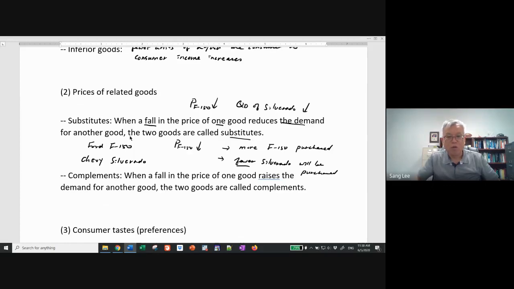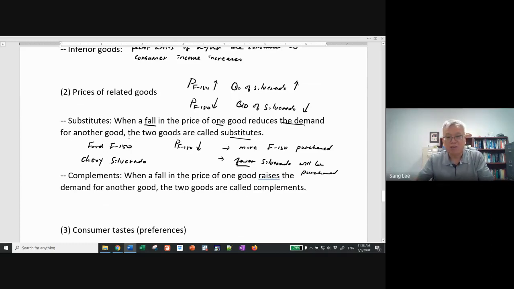Or you can say it this way. If for some reason the Ford F-150 becomes more expensive, then people substitute away from the Ford F-150, and more people will buy the Silverado, so the quantity demanded of the Silverado will increase. If this technical definition is satisfied, we say the two goods are substitutes.